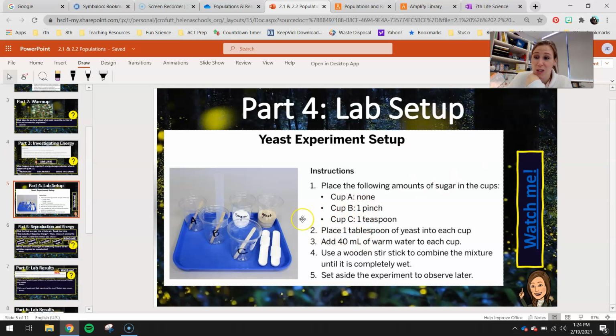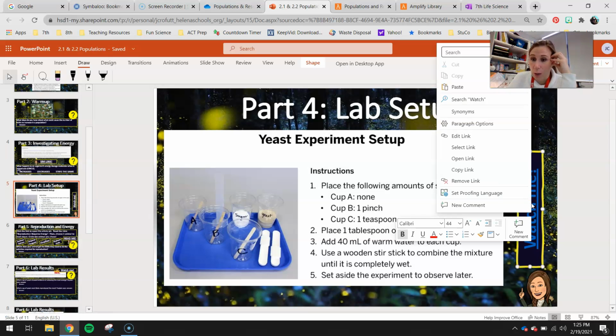Okay, once you guys have those stirred in, you can go ahead and add a teaspoon of yeast, not a tablespoon, into each cup and stir it up and let it sit for about 10-15 minutes to see what happens. If you don't have the stuff to do this at home, you can right click and watch the setup of this lab, so you can see kind of what it looks like before we let it sit for 10-15 minutes.